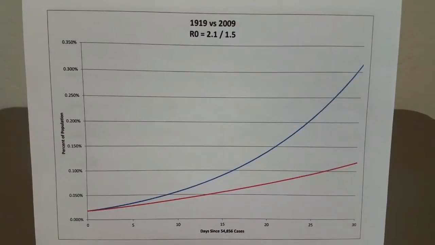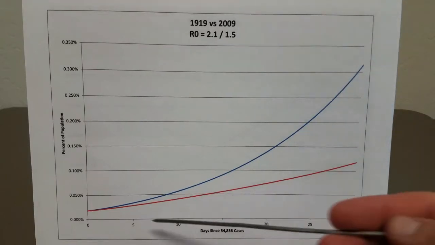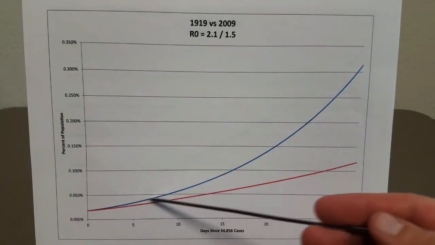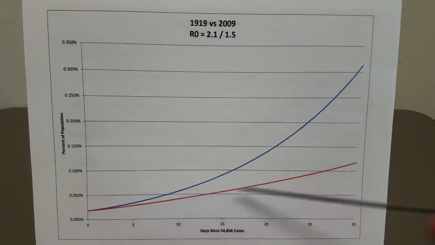All right, so this next chart is going to show us the 1919 Spanish flu in blue compared to the 2009 swine flu, which is in red. So the R0 for the Spanish flu was about 2.1, and the R0 for the 2009 swine flu was about 1.5. And so you can see that builds a really different exponential growth curve for the 1919 flu versus the 2009 flu. So that's how R0 can impact the exponential growth.